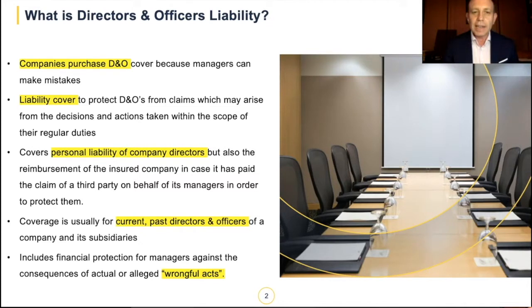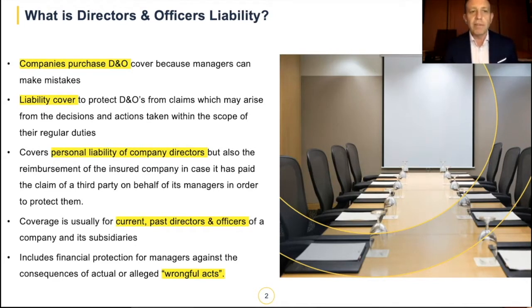But unlike the other commercial policies, this one is there to actually protect the directors and officers, who are generally senior managers in the business. It's to protect them in their personal capacity. So even though the policy is in the name of the business, the actual beneficiaries of that policy are the individuals. And that really makes it different to any of the other commercial liability products that are out there.